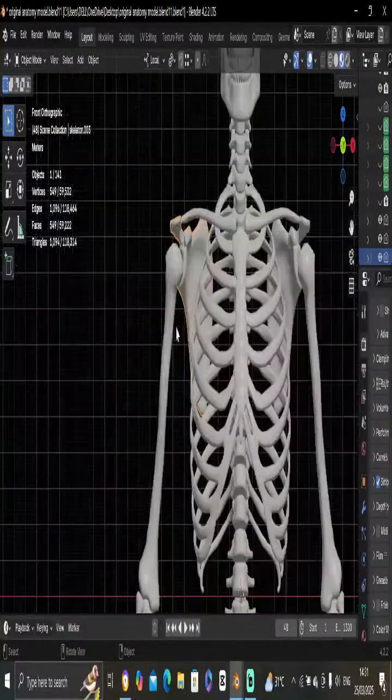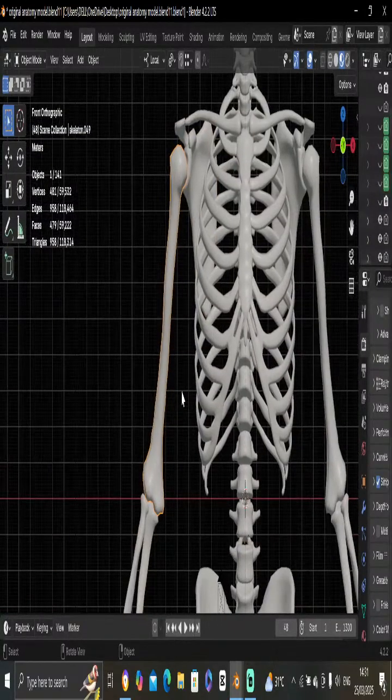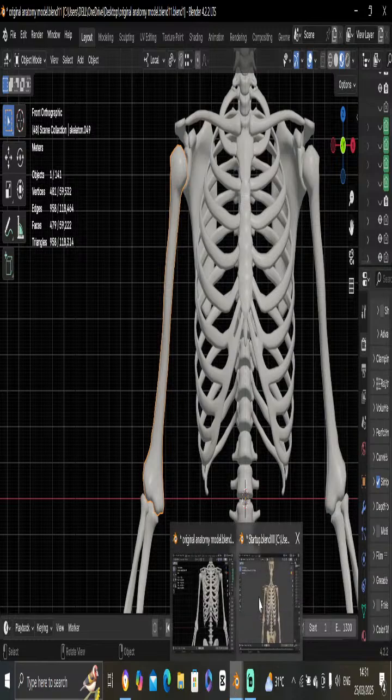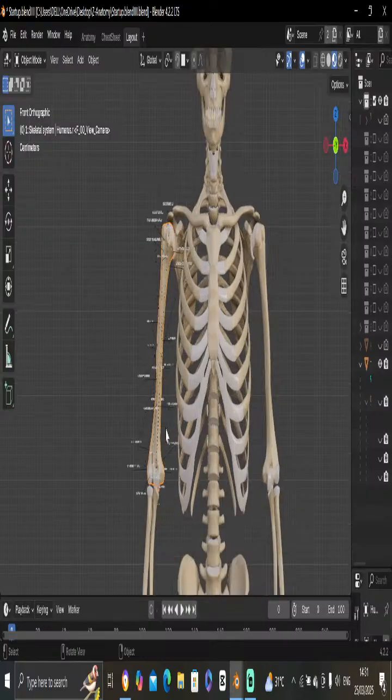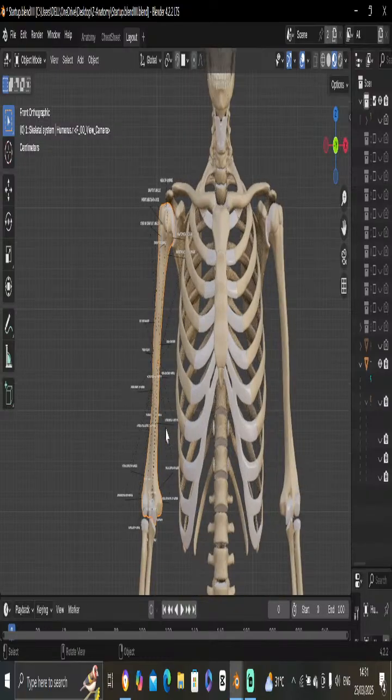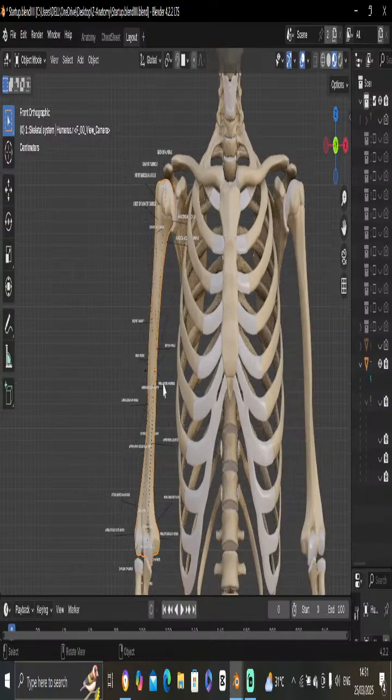So the humerus is the bone of the arm. It is the bony framework of the arm, and it is the longest bone in the upper limb. It is roughly cylindrical in cross section, and it can be broken down into three main regions. We have the proximal segment, the middle portion, and then the distal segment.